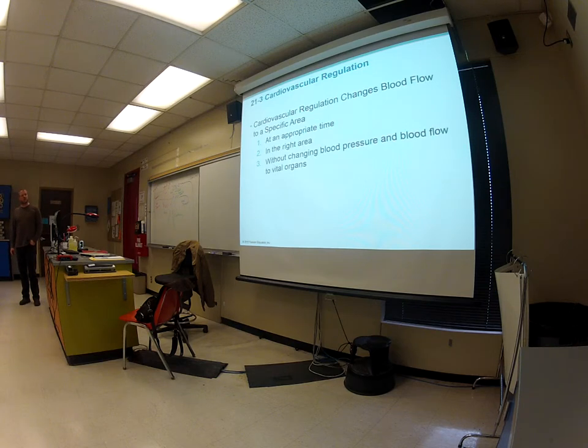Now, cardiovascular regulation changes blood flow to a specific area, and I've already talked to you guys about this. At an appropriate time, in the right area, without changing blood pressure and blood flow to vital organs. So we'll keep stuff going to vital organs, but guess what? I just found out that row 4 needed more oxygen. So I'm going to close you off, and I'm going to open you up. Okay, the heart, the lungs, everything still gets what it needs, but I'm going to divert it over here so you guys get a little bit more. So it is literally saying it will change to get it to where it needs to go.